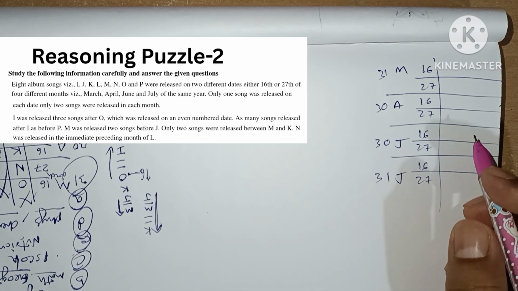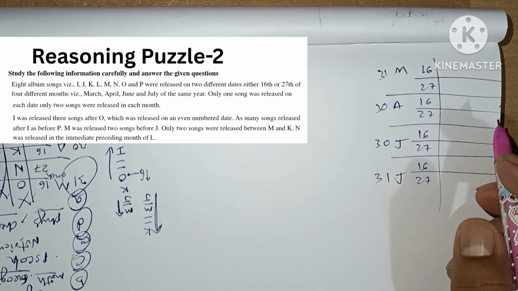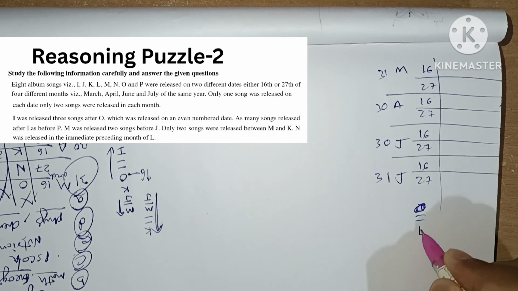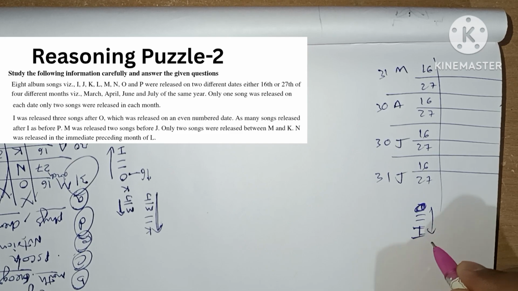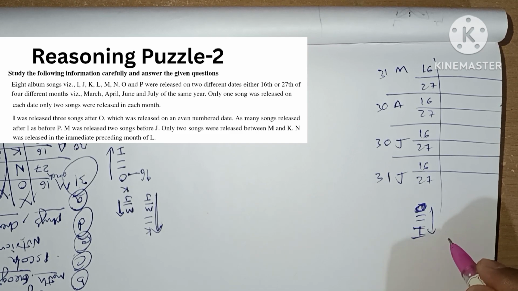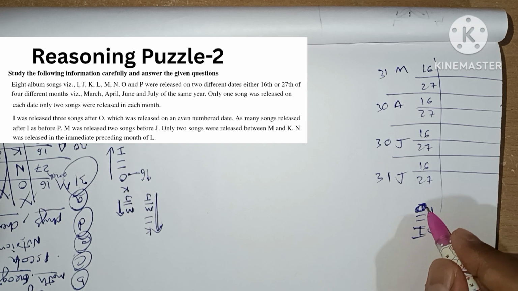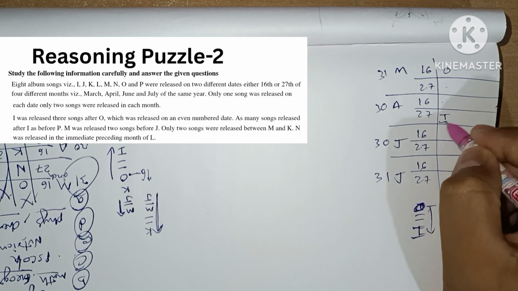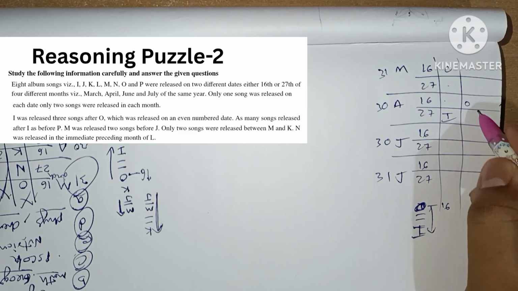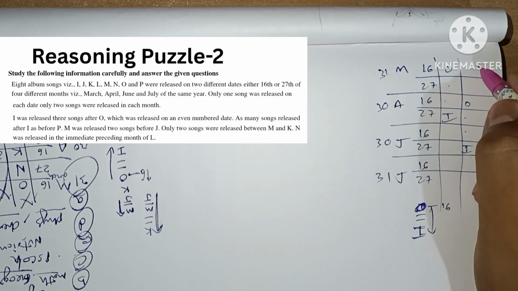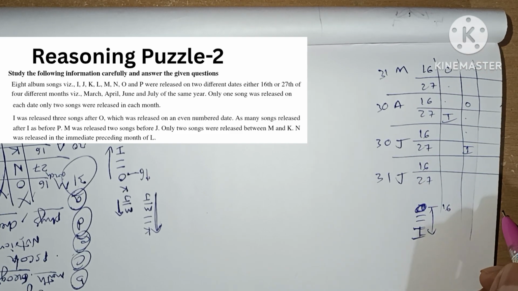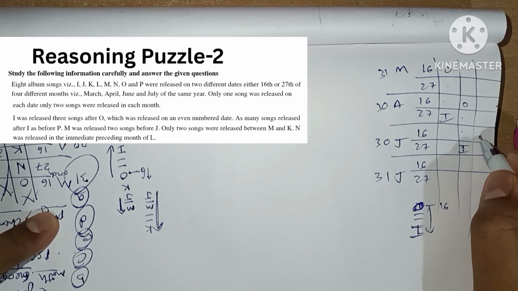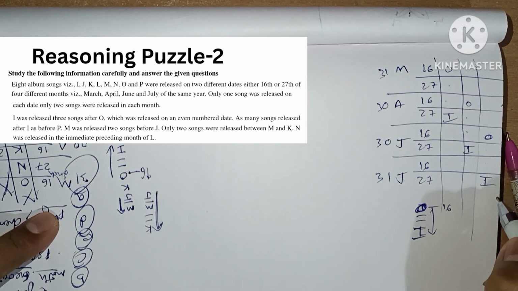Now the statement given is, I was released 3 songs after O. I released 3 songs after O means this one. Next, O was released on an even number date. So O on an even number date means O on the 16th. So O is placed here, 1, 2. This is the place for I. Another possibility we have is O here, 1, 2, I. One more possibility we have is, okay, let's change the pen. O is here and I's place is here.